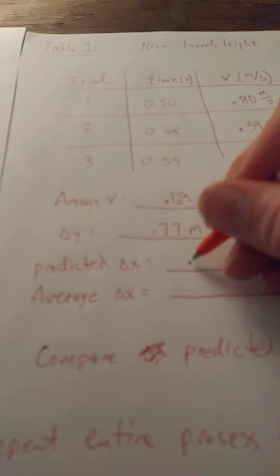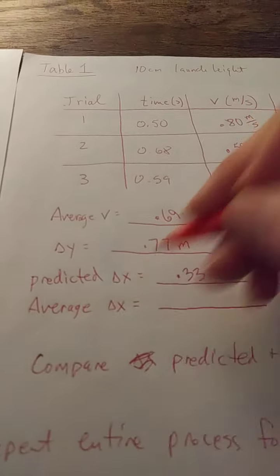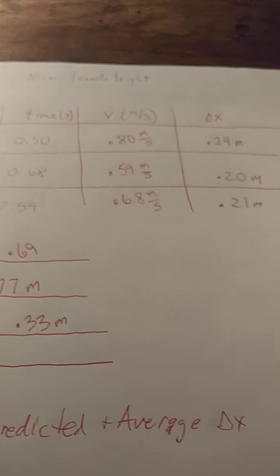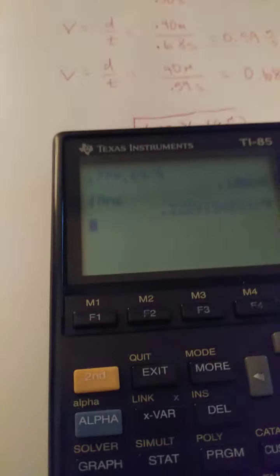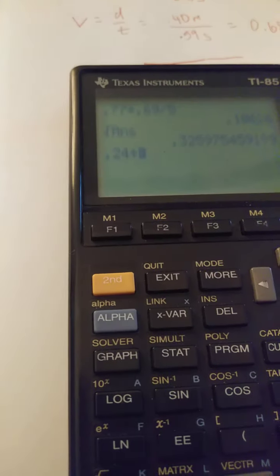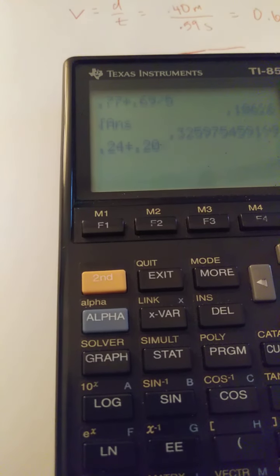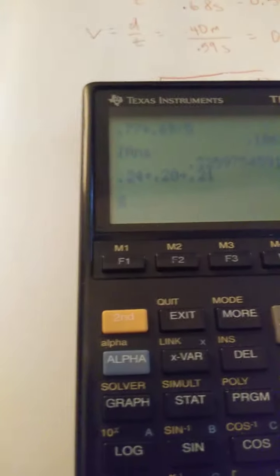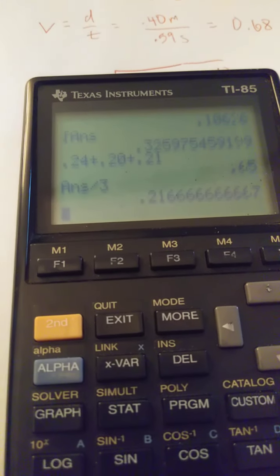So I'm going to put that here on my table for predicted delta X, 0.33. And now I need to do my average of the experimental delta X, which you can tell are lower. So I'm going to find the average of those. So 0.24 plus 0.20 plus 0.21, divided by 3, so 0.22.